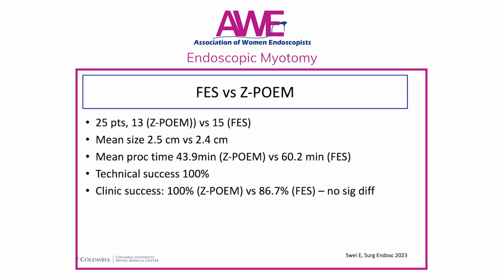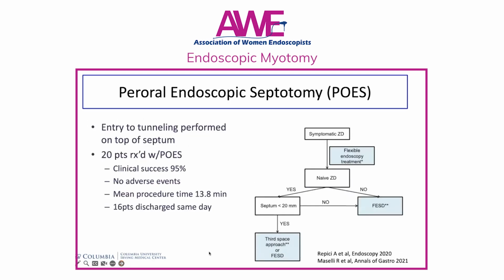In this prospective randomized study, there were 13 patients that underwent Z-POEM and 15 that underwent the traditional technique with similar size diverticulum. And you can see no significant differences in the procedure time. The technical success was 100% in both groups. And the clinical success was actually similar as well, with no clinical significance between the two groups. So really equivalent techniques, and ultimately what comes down to expertise.